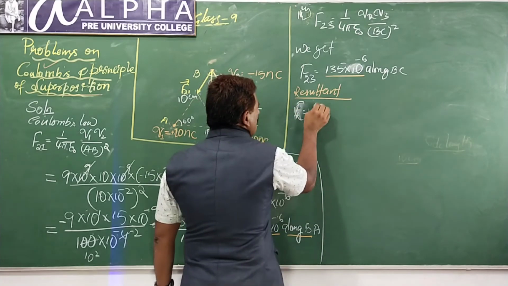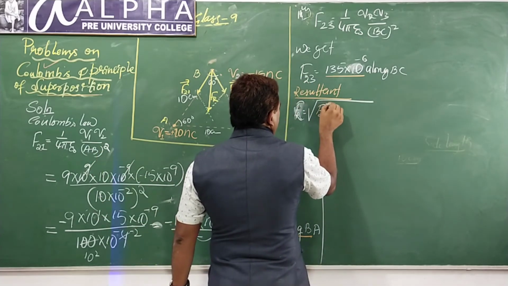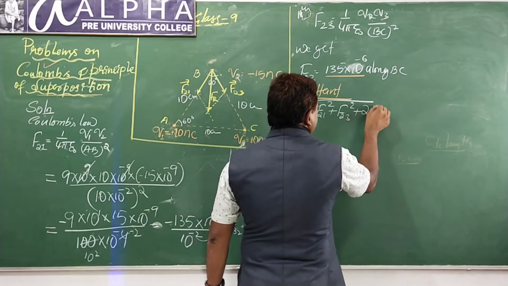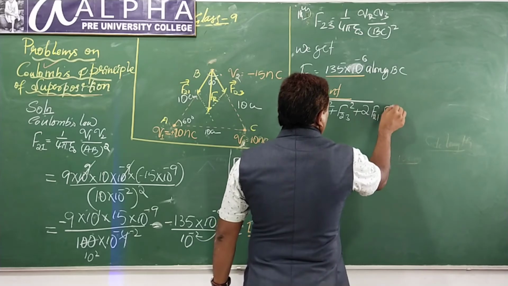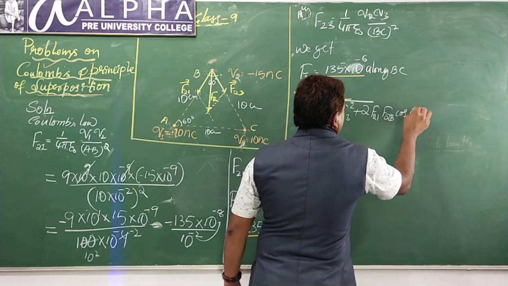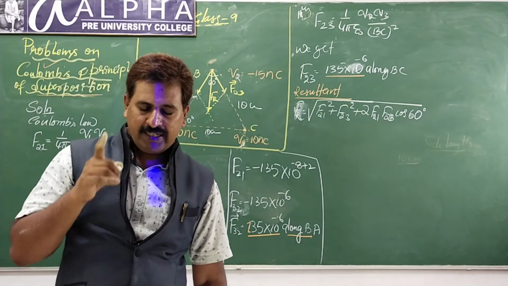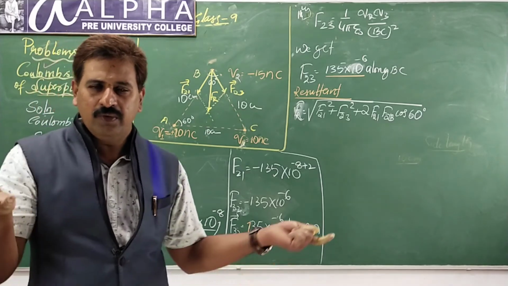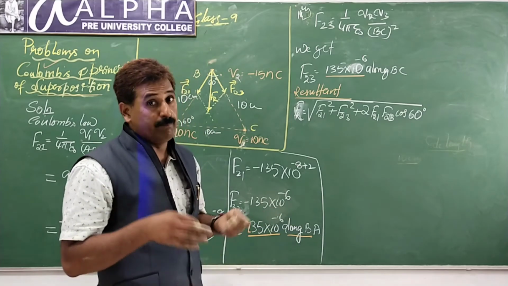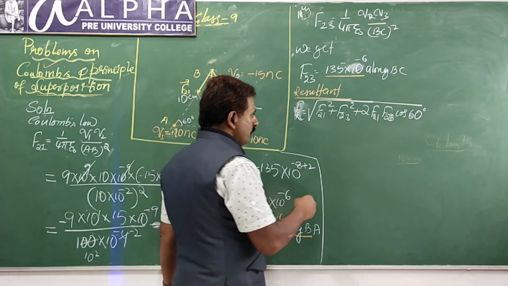What is the FR value? You take P, F21 squared plus F23 squared plus 2 times F21, F23 into cos 60. Again cos 60. I am using cos 60 only. If you are getting cos 90 for a right angle triangle, cos 90 is 0, we will use 0, that's it. Cos 180, minus 1. Cos 120, minus 1 by 2. Cos 30, root 3 by 2, like that the values we will use.